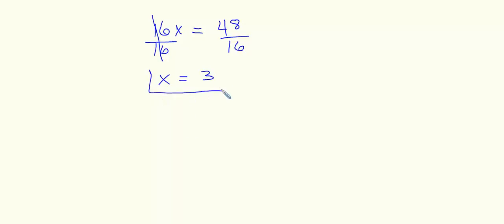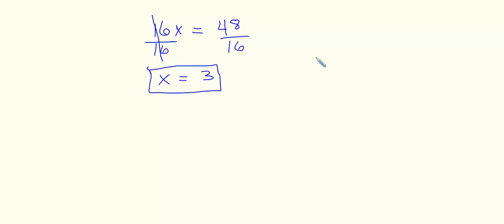So let's do 16x equals 48. So 16 multiplied by a number equals 48. We're going to do the opposite of multiplication and divide both sides by 16, and we're left with x is equal to 3. So 16 times 3 is 48.